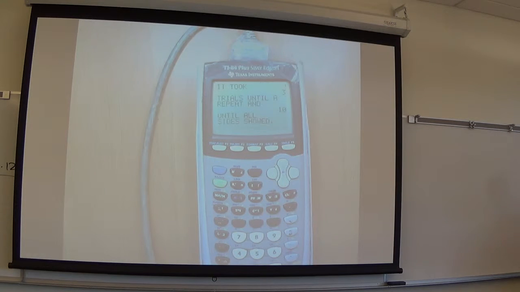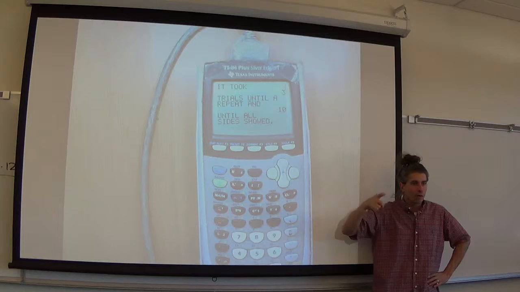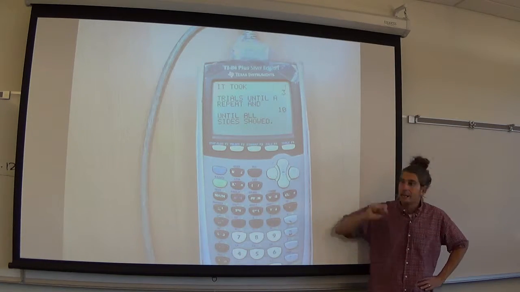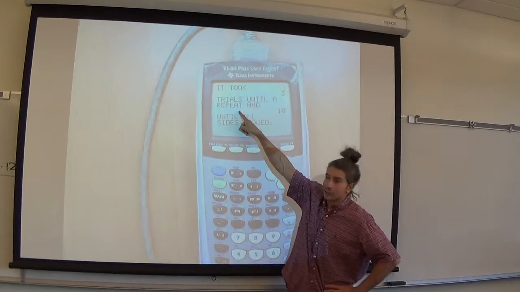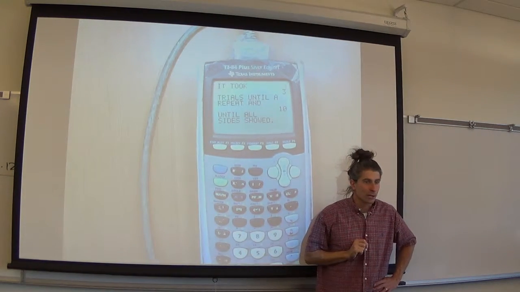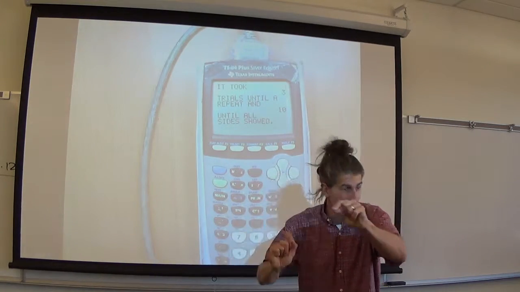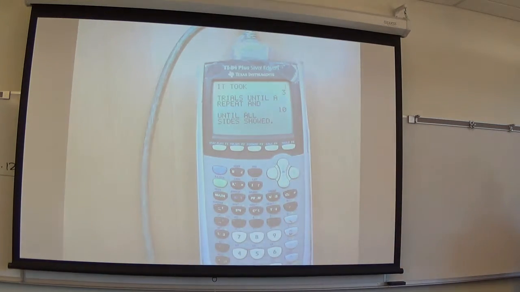What it now does is, in its little mathematical brain, run the two experiments you guys just did. It took it 3 until it got a repeat, and 10 until all the sides of the coin showed. Which means it just ran your experiment simultaneously. It did both experiment 3 and 4. If you press enter, it'll run it again if you want it to.